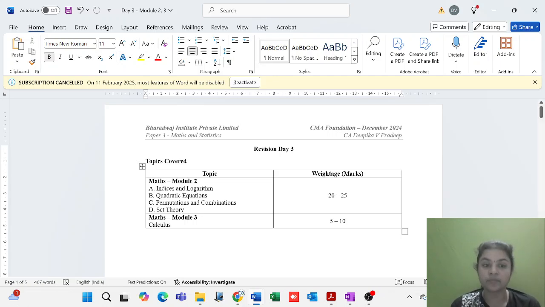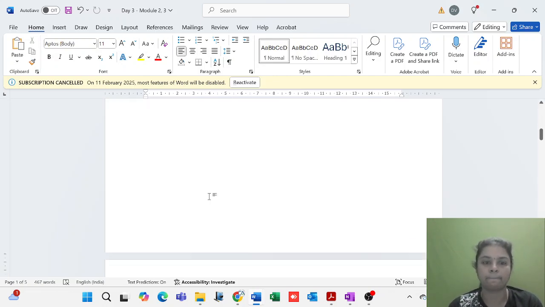Now, in that also, more specifically, questions are more centric towards quadratic equations and permutations combinations. On an average, in the first 3 chapters, that is indices, log, quadratic equations, the spread is about 3 to 4 questions easily from each chapter. So first we are going to start with the first chapter, which is indices and logarithms.